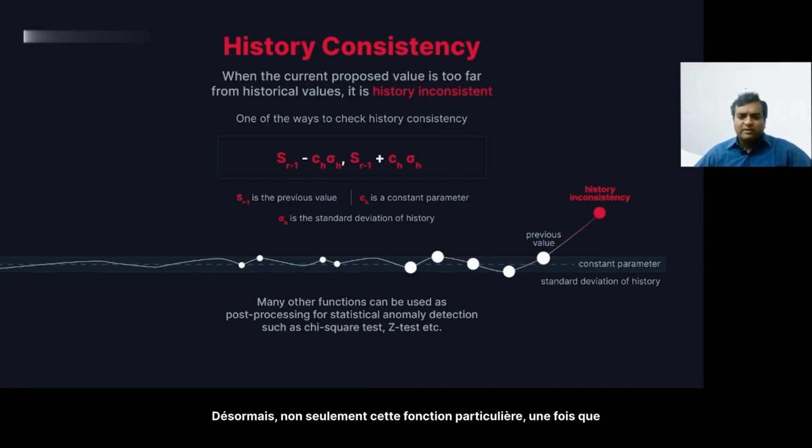Not only this particular function, once you have this sequence of values, we can use many other functions to detect anomalous or abnormal behavior in the sequence. If it is done off-chain, we can use even computationally expensive statistical tests. But if we want to include it as part of a smart contract, it's good to choose a test which is computationally very easy and less expensive.